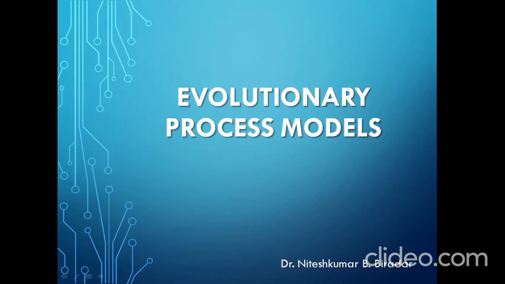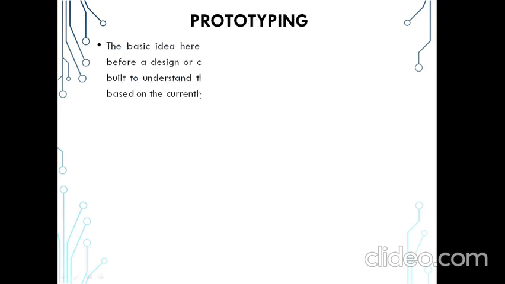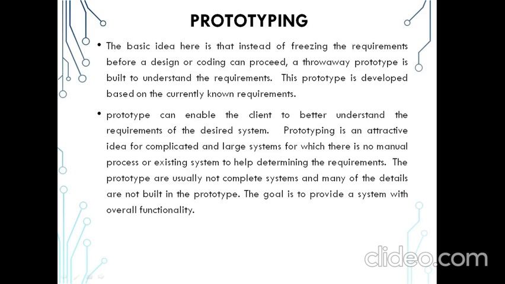Hello everyone. In this video, I am going to explain the evolutionary process model. Evolutionary process models are iterative in nature. They are categorized in a manner that enables you to develop increasingly more complete versions of the software. And we present the two common evolutionary process models, that is the prototyping model and the spiral model.